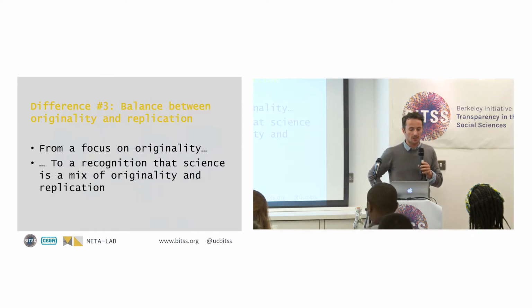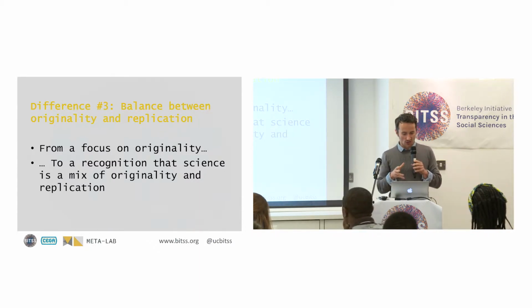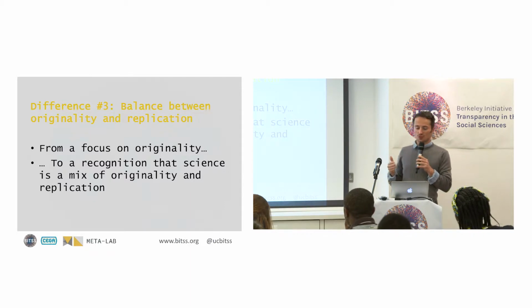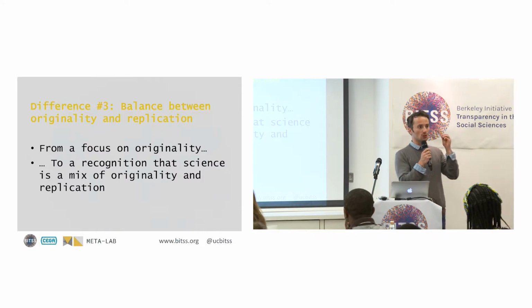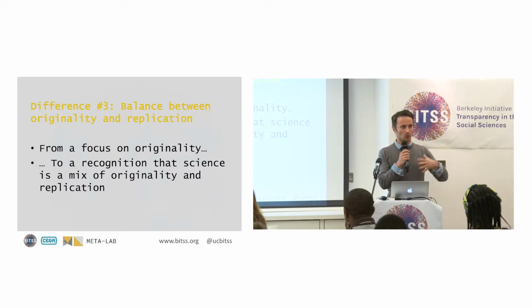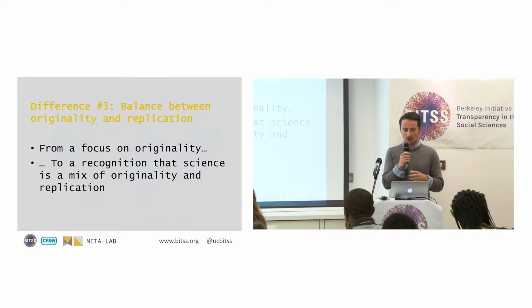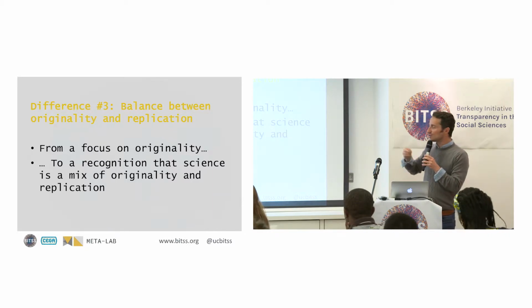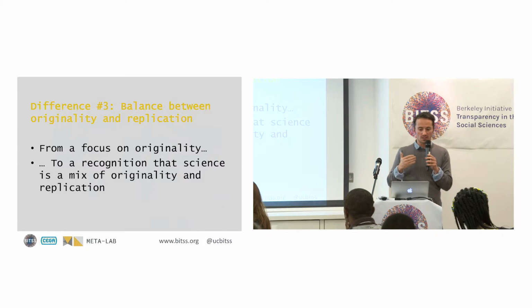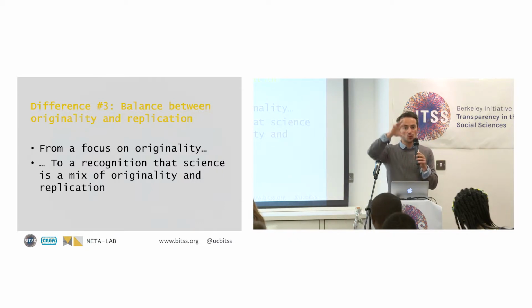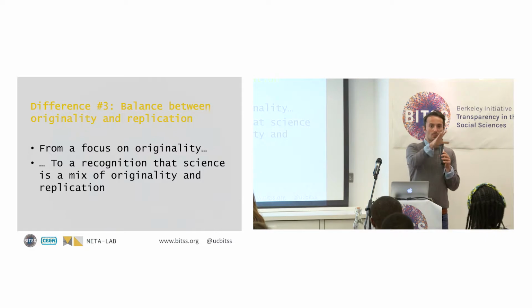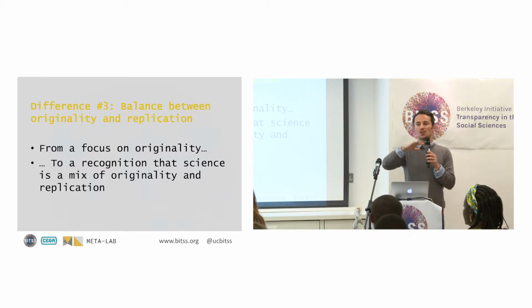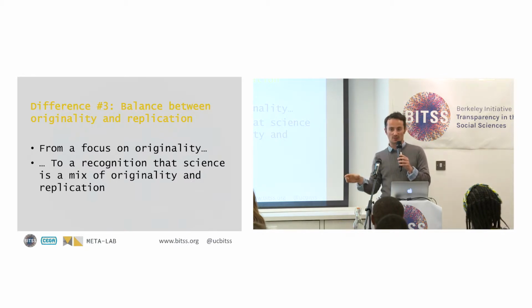The third difference is the balance between originality and replication. In non-reproducible literature reviews, there is a strong focus on originality. Like I showed you earlier, virtually all literature reviews focus on what is unique about this paper. This is the first time that we're using this methodology, first time we're using this variable, etc. As you will see later, in a reproducible literature review, there is a recognition that science is a mix of originality and replication. So because you collect systematically studies in your area, you can then say, okay, my study replicates part of this study by X, Y, Z, but I can also demonstrate that this part of my research is new, right?